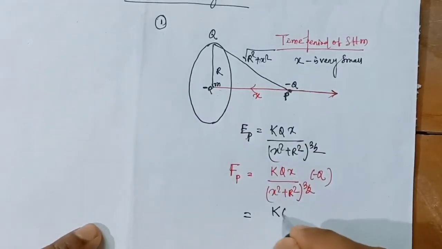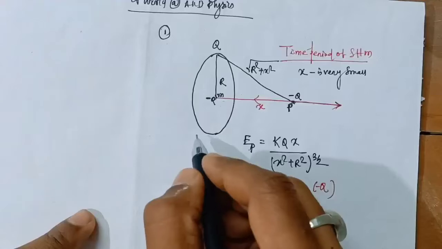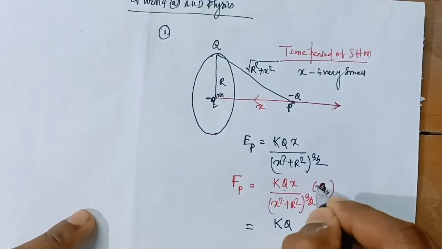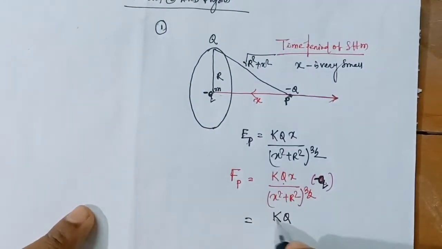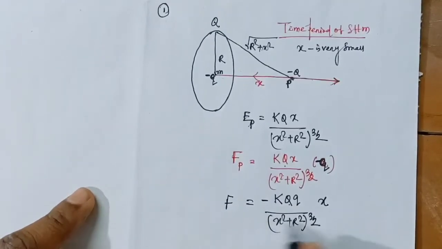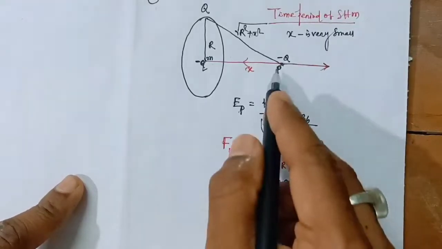Here this is Q; to avoid the confusion of same charges, I will put small q for the negative charge. So F is KQq upon (x square plus r square) whole to the power 3 by 2, times x. This is the net force experienced by this charge.